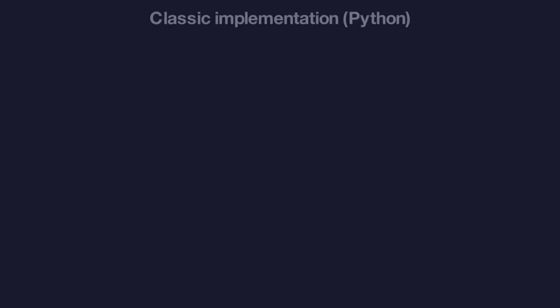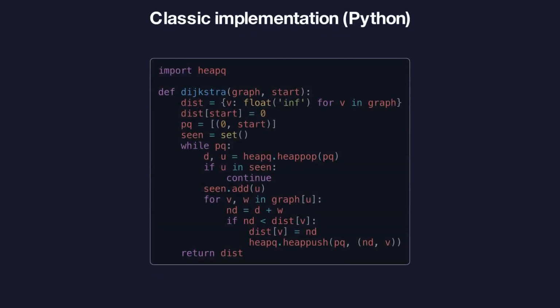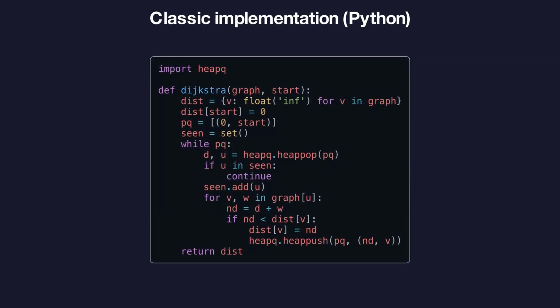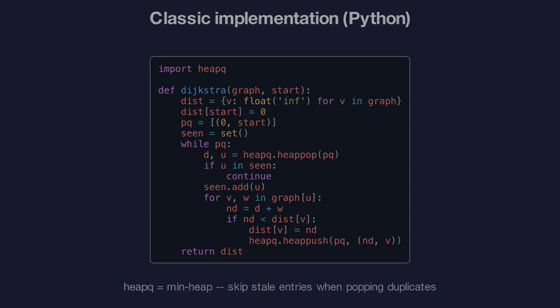Here is a compact Python version using heapq, which is a min-heap. We map each vertex to its best distance, initialize the source to 0, and everything else to infinity. The heap stores pairs of current distance and vertex. When we pop a vertex, we skip if we already processed it, which discards stale heap entries. For each neighbor, we compute the candidate distance through the current vertex. If it improves the record, we update and push. When the heap empties, the distance map holds the shortest path weights from start. To reconstruct actual paths, store a parent pointer whenever you improve a distance.